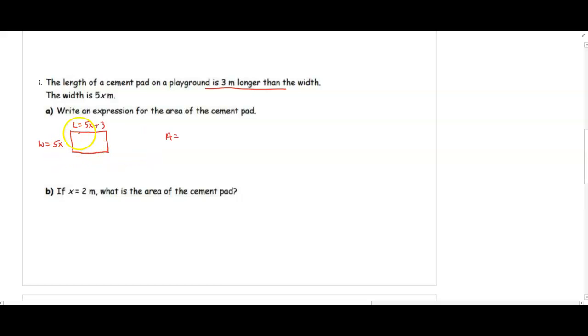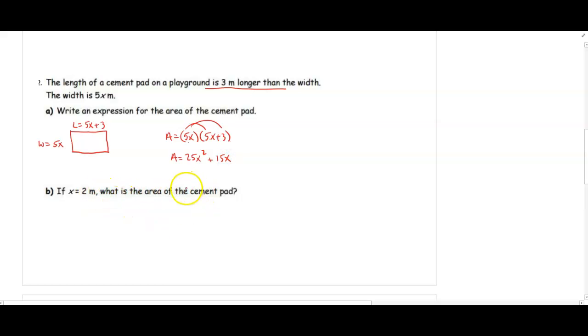Well, in this case, I know area of a rectangle is length times width. So 5x times 5x plus 3. When I distribute this, the area would be 5x times 5x is 25x squared, plus 5x times 3 is 15x.